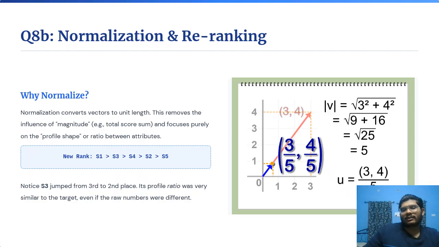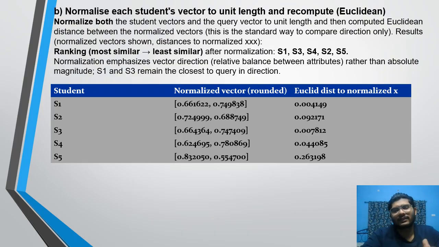Now the new rank: S1 is the greatest, S3 is second, then S4, then S2, and the least is S5. How did we get that? We normalized each student's vector to unit length and recomputed Euclidean distance. We normalized both the student vector and the query vector to unit length and computed Euclidean distance between the normalized vectors. This is the standard way to compare directions only, right?